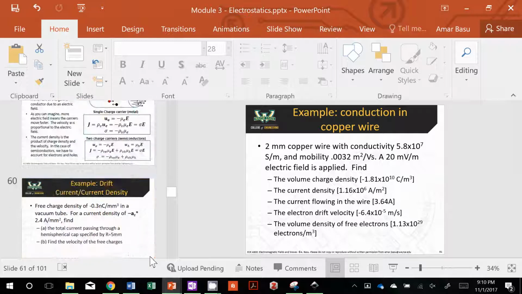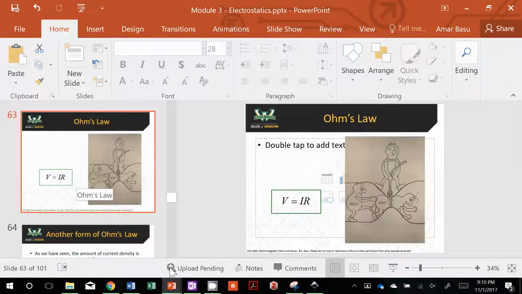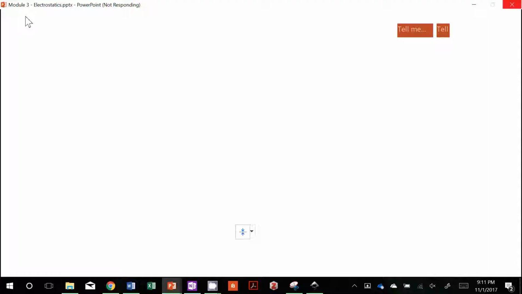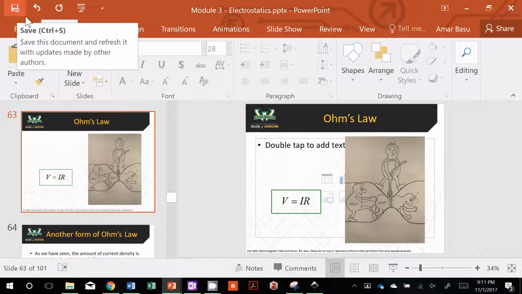So right now we've basically covered what drift currents are, so hopefully you'll understand what those mean. And next we're going to start talking about Ohm's law, resistance and power dissipation in the next lecture. So have a good weekend. There's no homework right now, so this is your week off. Homework will start up again on Monday.